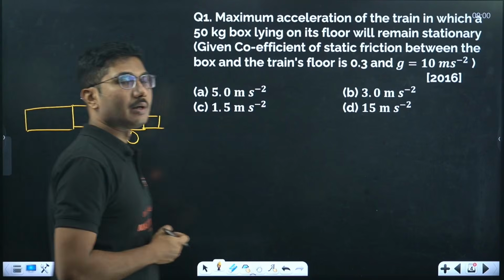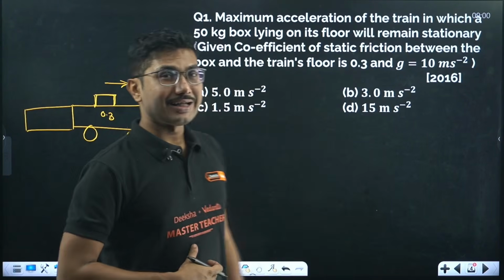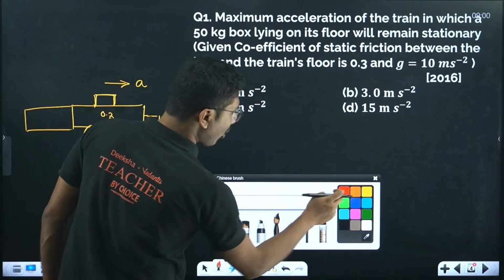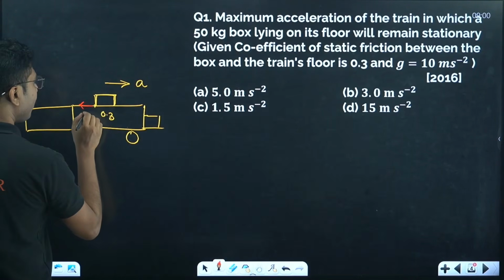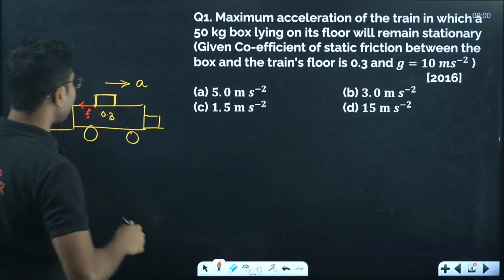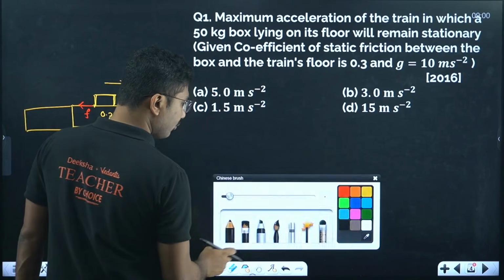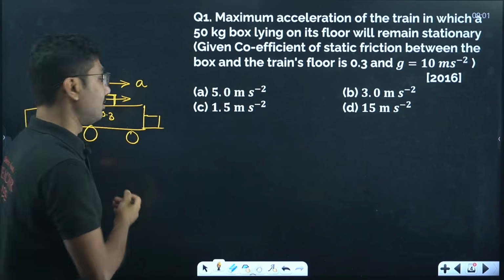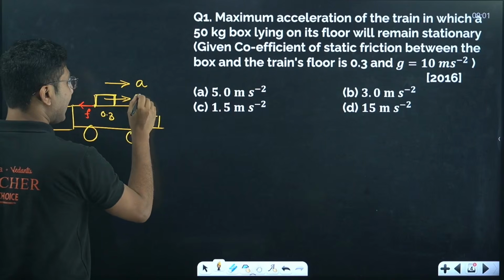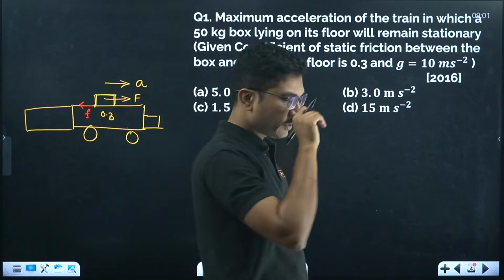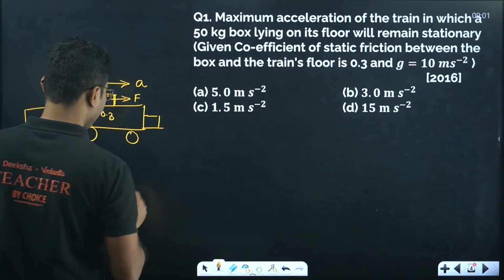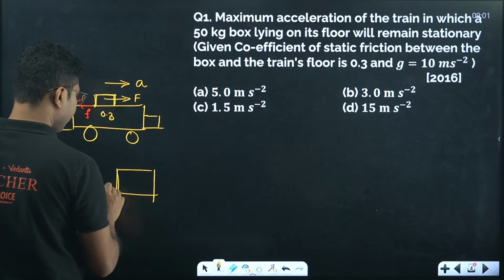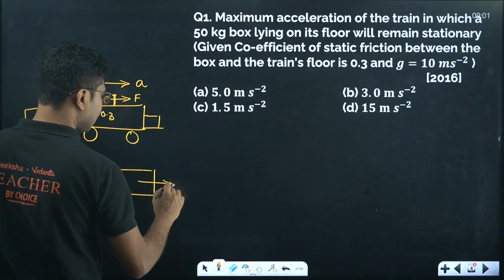Now how can the box remain stationary inside the train? Because there is a friction force. Friction force always acts in the direction opposite to that of the motion. So this is the force of friction, acting opposite to the direction of motion, and the force acting because of the acceleration, which is given by F. These two forces have to be the same. Now what is the force of friction? If you draw the free body diagram of the box, there is a friction force over here and an acceleration force over here.